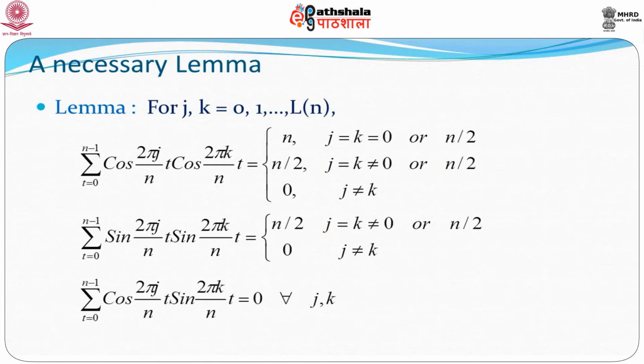As for the cosine times the sine function summed over t, this is always going to be 0 whatever your j or k is, whether they are equal or unequal.